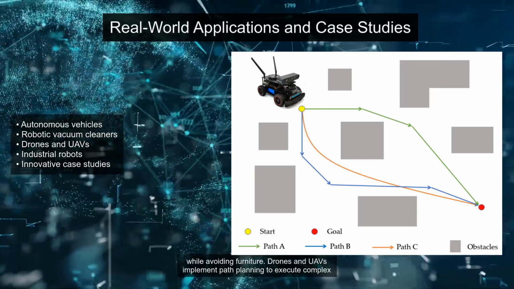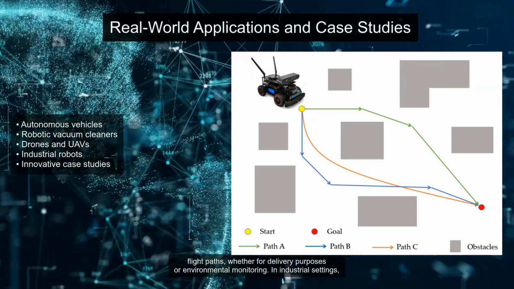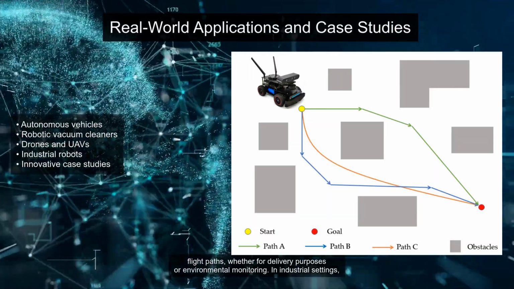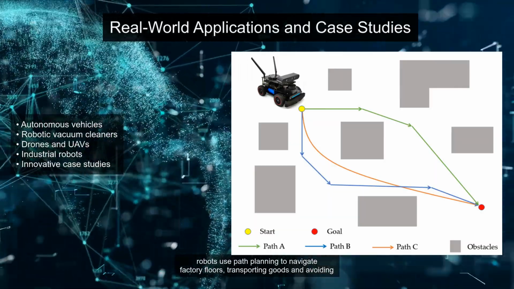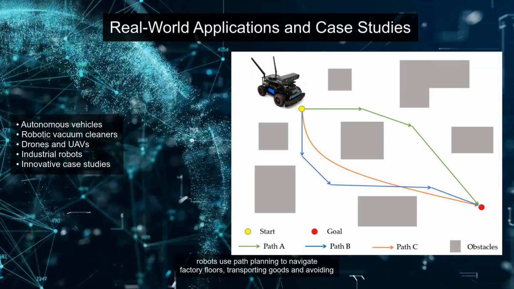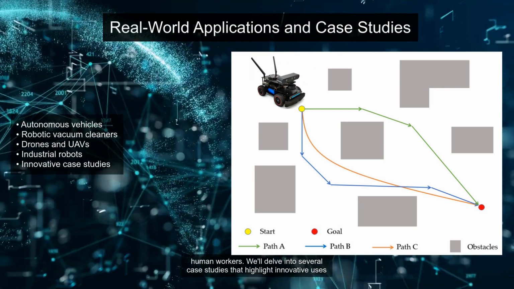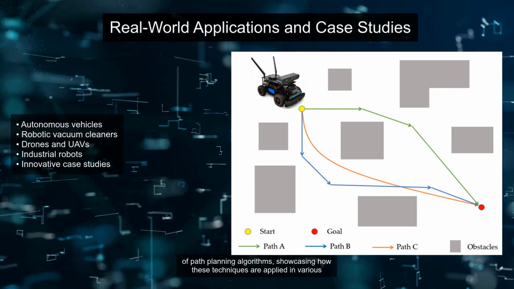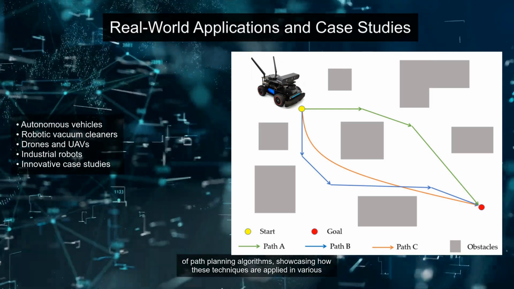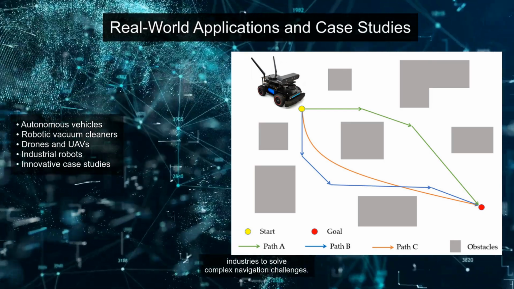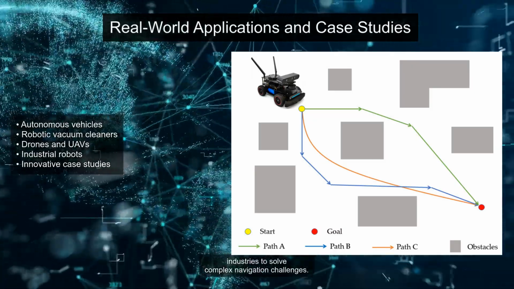Drones and UAVs implement path planning to execute complex flight paths, whether for delivery purposes or environmental monitoring. In industrial settings, robots use path planning to navigate factory floors, transporting goods and avoiding human workers. We'll delve into several case studies that highlight innovative uses of path planning algorithms, showcasing how these techniques are applied in various industries to solve complex navigation challenges.